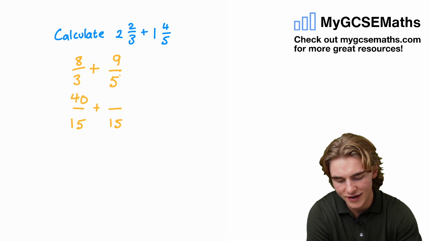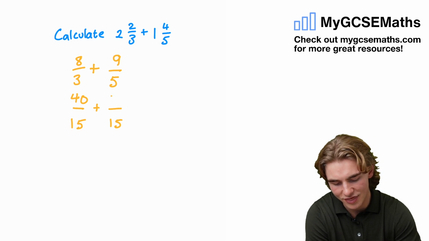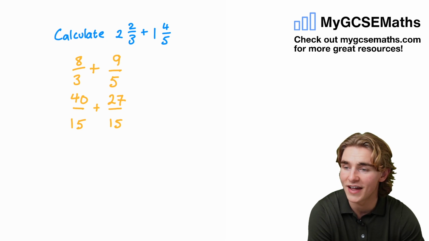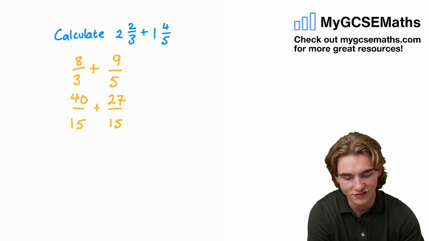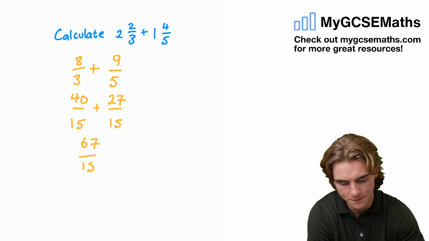On the right-hand side, how do we get from 5 to 15? We multiplied it by 3. So we're going to do our 9 on the top times by 3. That is going to give us 27. We can simplify this, guys, adding together our fractions. We are just going to add those numerators because we have the same denominator now. So we can write this as 67 over 15.